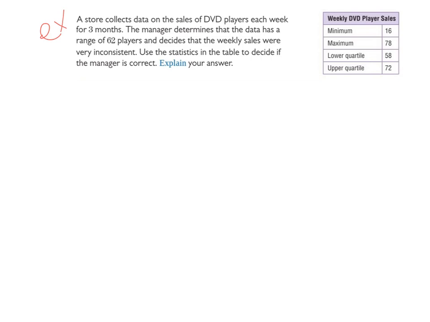A store collects data on the sale of DVD players each week for 3 months. So here we have weekly DVD player sales: minimum, maximum, lower, and upper quartile. The manager determines that the data has a range of 62 players and decides that the weekly sales were very inconsistent. Use the statistics in the table to decide if the manager is correct. Now, this word inconsistent means that sometimes it was really high, sometimes it was really low. It wasn't the same each week, and that's what we really need to see.